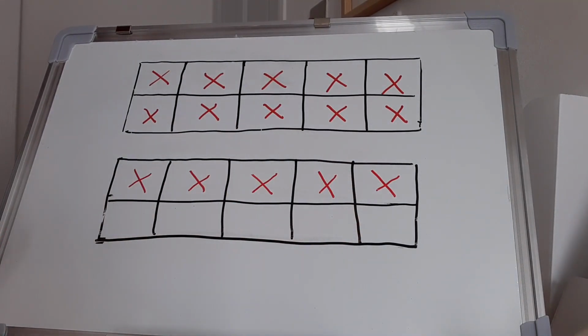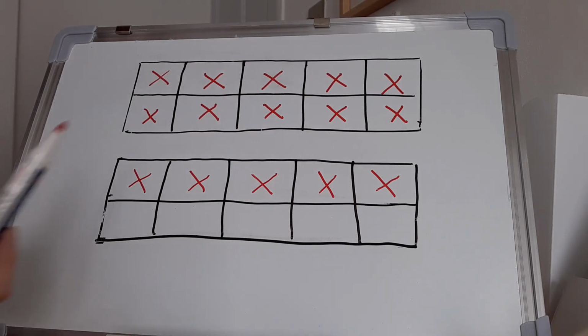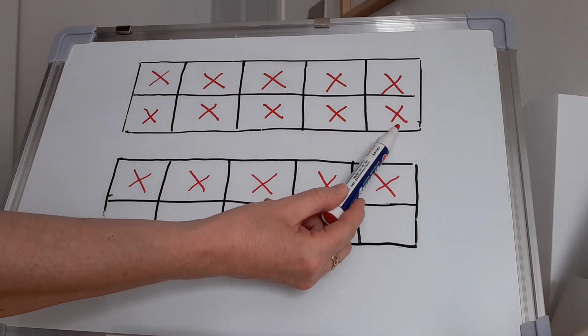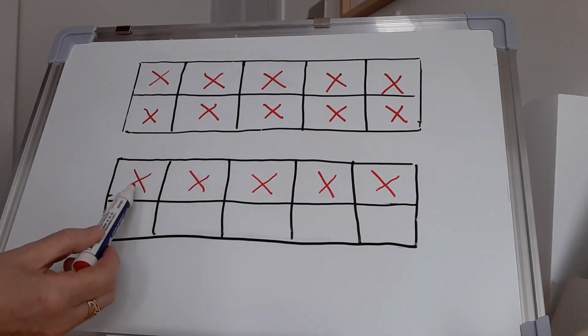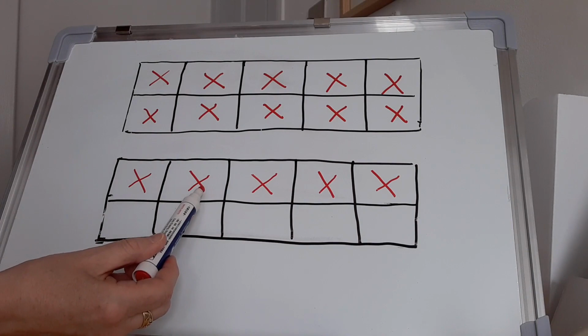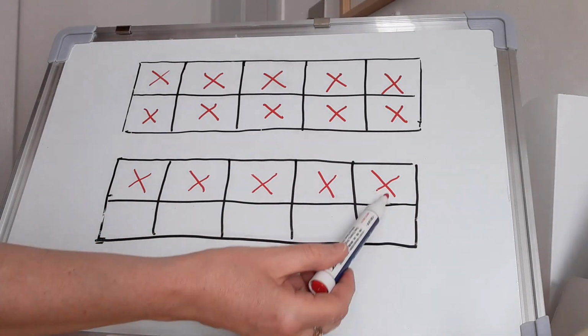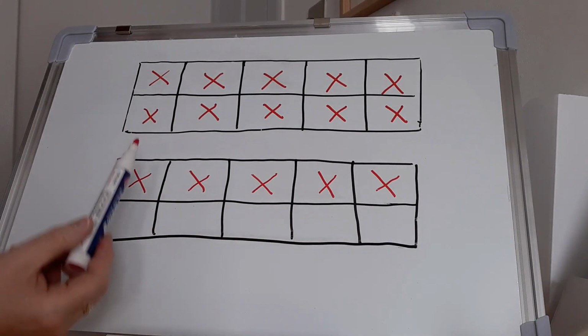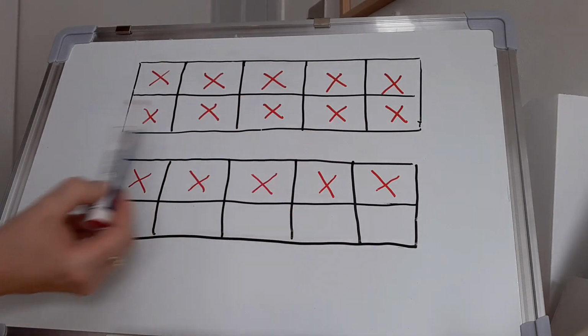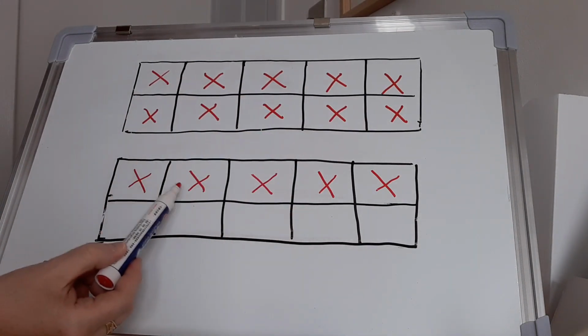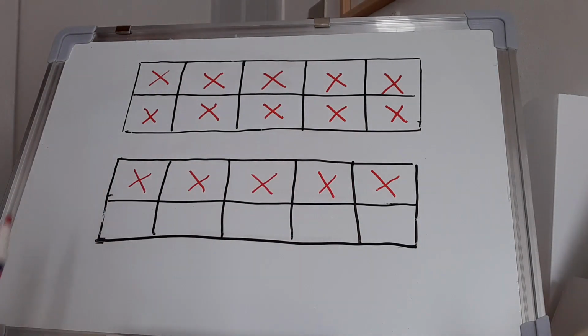How many crosses do I have now? Can you tell me? I'm just going to check for myself. I started with 10, 11, 12, 13, 14, 15. So 10 crosses plus another 5 crosses makes 15.